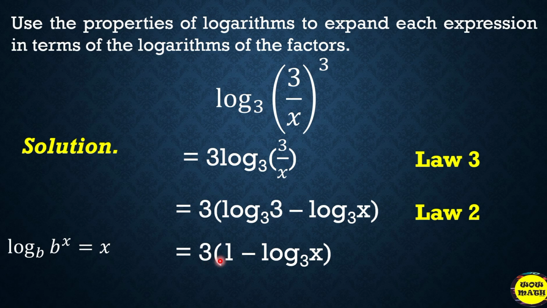So 3 times, so magiging 1 na to, minus log of x with base 3. And after that, distribute 3 inside the parenthesis. So 3 times 1, i-distribute lang natin yung 3 kay 1 minus log x with base 3. So 3 times 1, that is 3. 3 times negative logarithm of x with base 3 is negative 3 log x with base 3. So this is the final answer.